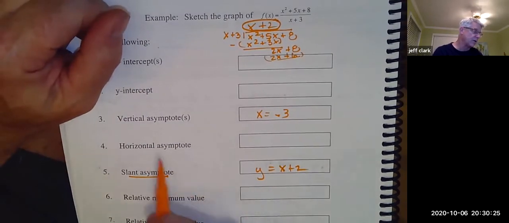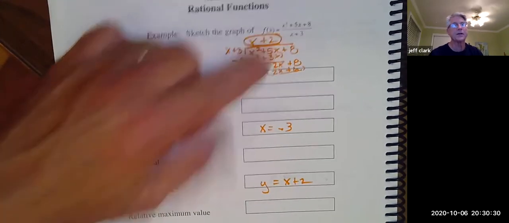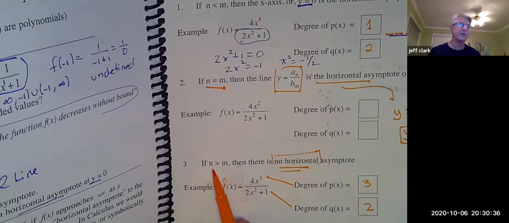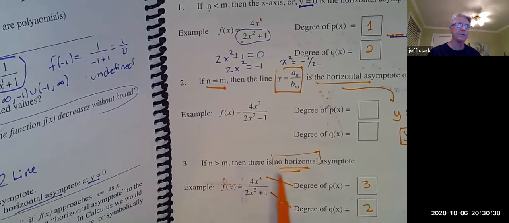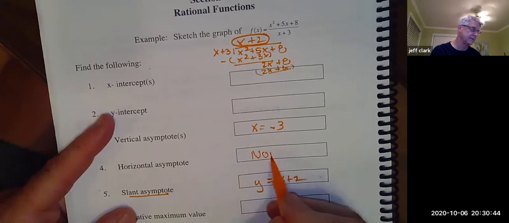Okay, what else? Horizontal asymptote. If the degree at the top, the numerator, is bigger than the degree at the bottom, there is no horizontal asymptote. So all I have to do is say none, or no.